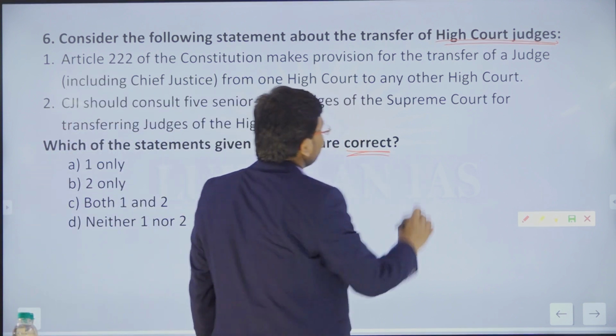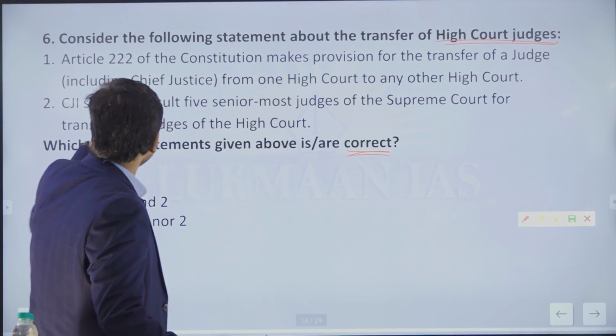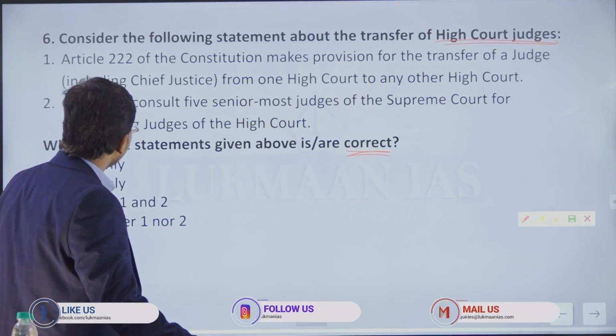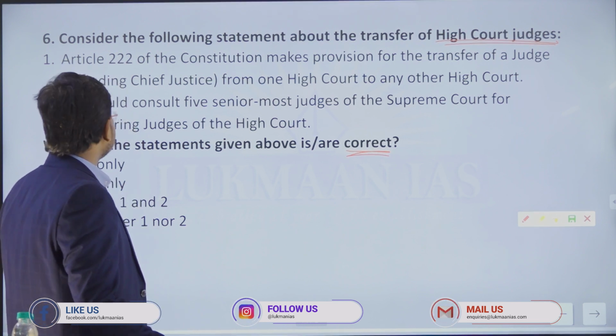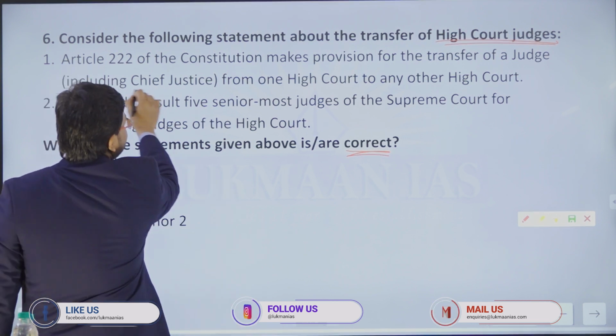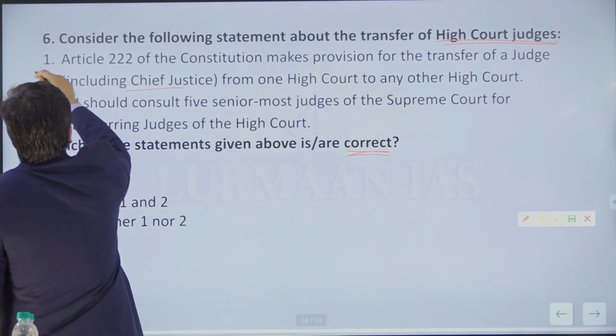Okay, because in this question we have to identify which statements are correct. First, it says Article 222 of the Constitution makes provision for the transfer of a judge, including the Chief Justice, from one High Court to any other High Court. Okay, so this is right.